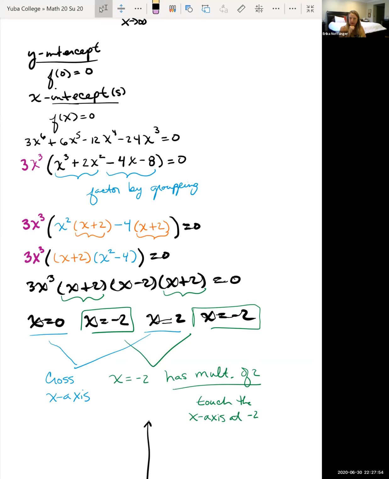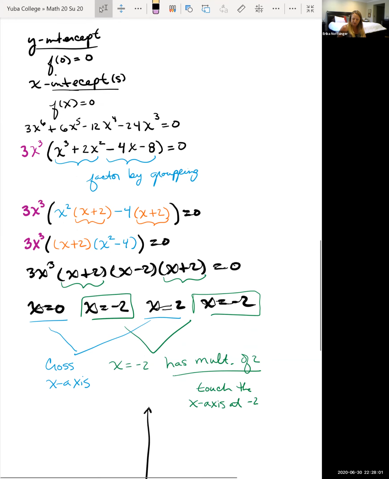Now that I look back at the equation, if I plug in negative x wherever I see an x, that's going to change my equation. Multiplying through by negative is going to change it. So it's not going to work.